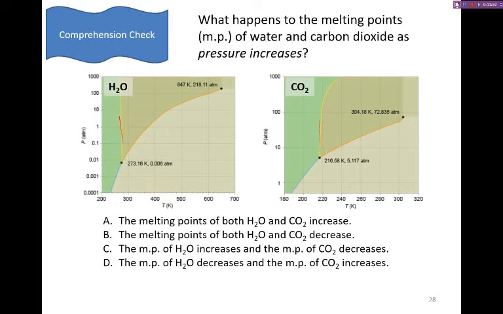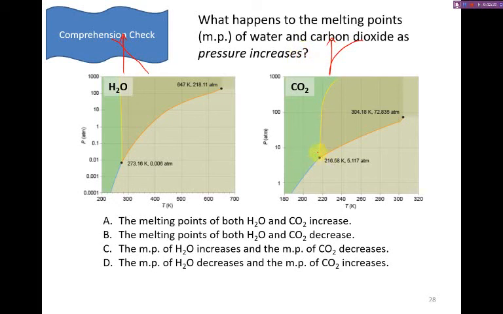Okay? And if you take a really, really close look, you see that the carbon dioxide, if we exaggerate it, slants off like this, and the water, if we exaggerate it, slants off like that. And so they're going in opposite directions. And so what we see happens is as we increase the pressure, it's going to have different effects on the melting points.